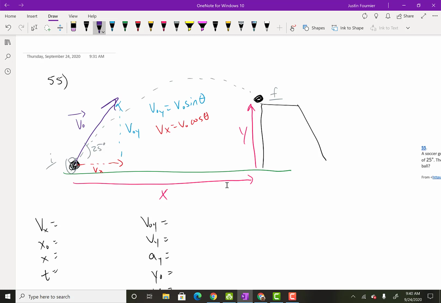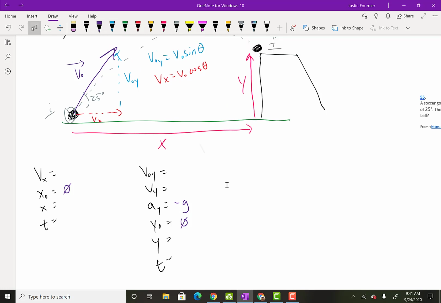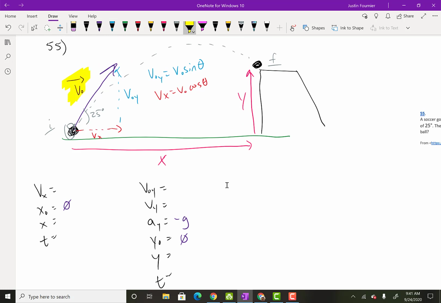I'm going to say x naught and y naught are 0, because that doesn't really change. This is a free fall problem, so the acceleration due to gravity is negative g. We're trying to find the initial velocity. I also know that Vx is V naught cosine of theta, and V naught y is V naught sine of theta.